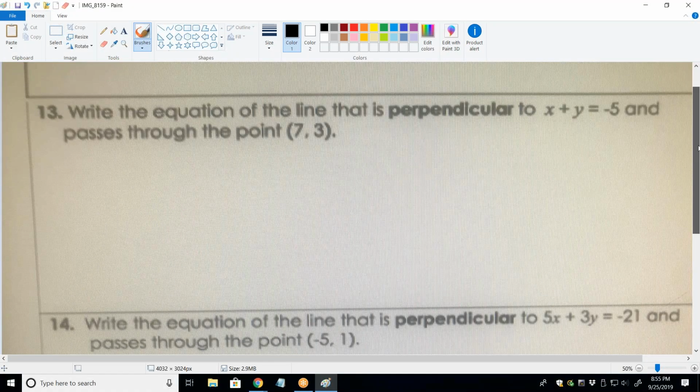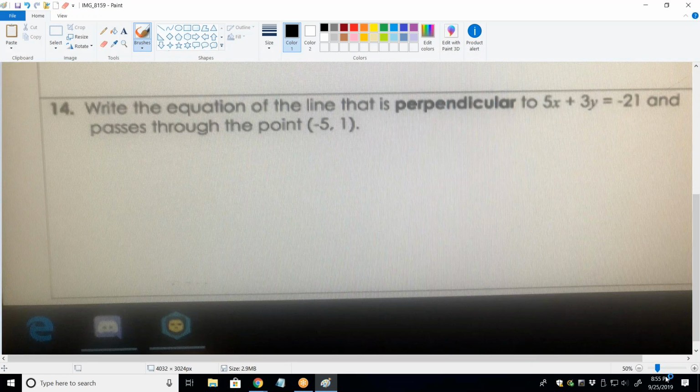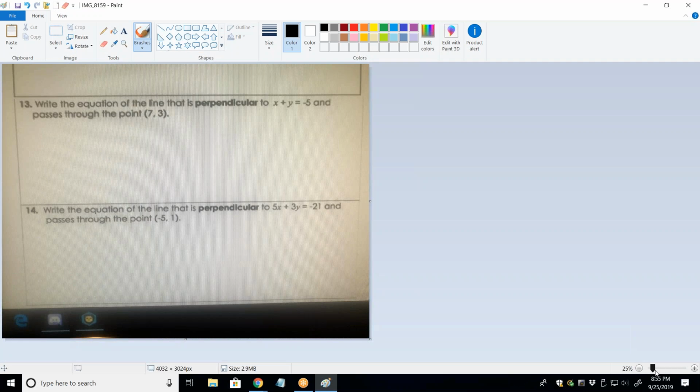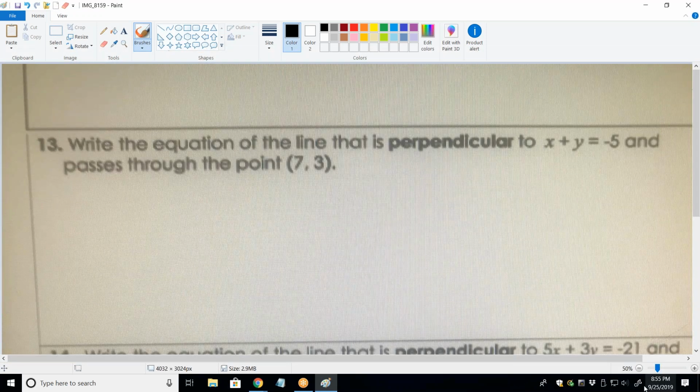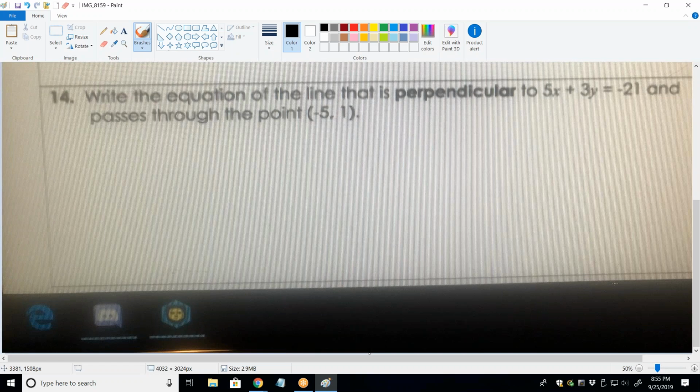Scroll down. Minimize it just a hair. I guess I can read that. Hold on. Ah, that's better. That's perfect, in fact. Okay. Turn this on.